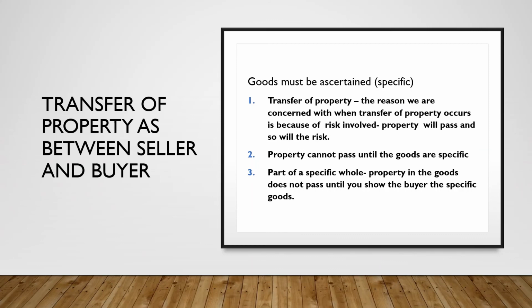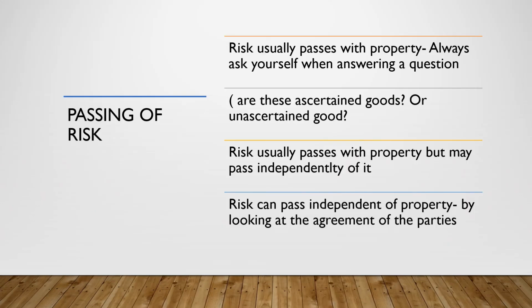Now, in light of the previous discussion, this is just an overview and a summary of the discussions we've had so far. As we come to the conclusion, I also want you to understand at what point does risk pass. Remember, as far as ascertained goods are concerned, or specific goods, ownership passes immediately and so does risk. When it comes to unascertained goods, ownership does not pass, and risk does not pass until those goods are ascertained, or rather specified.